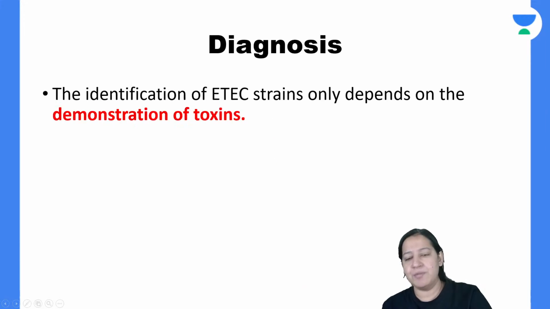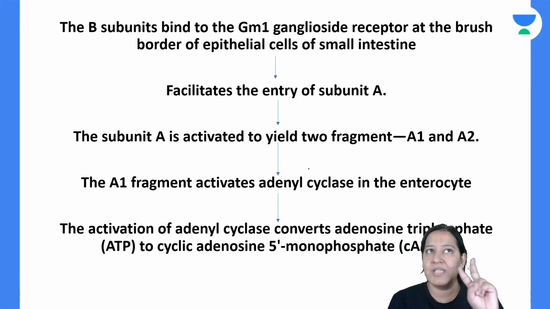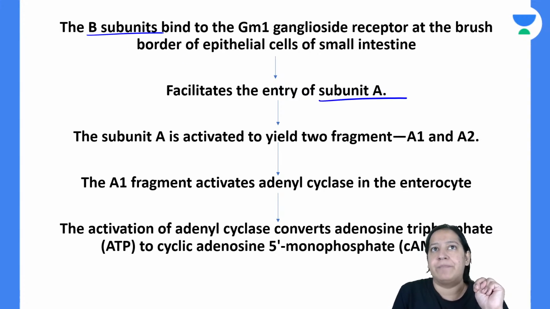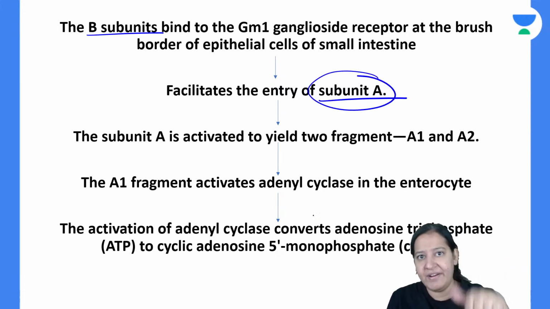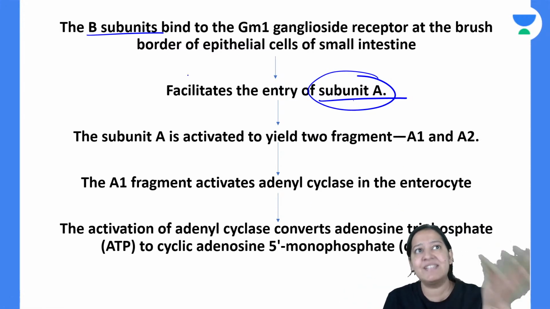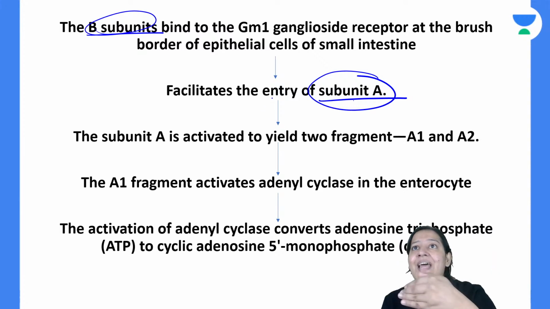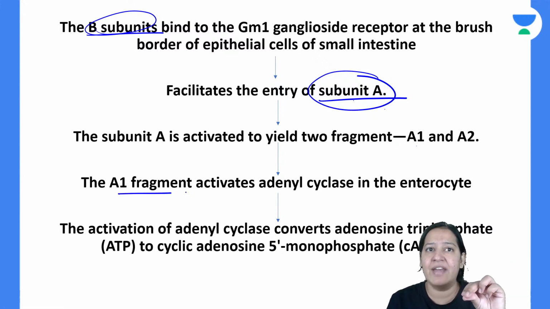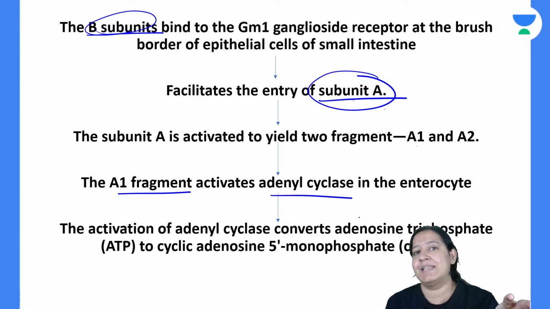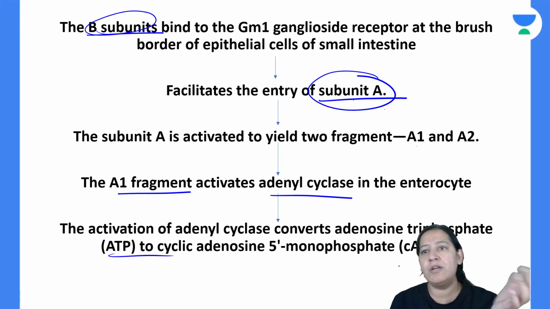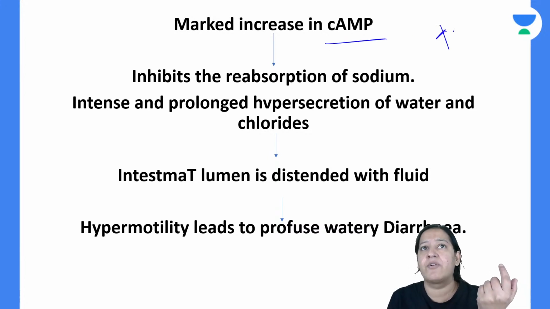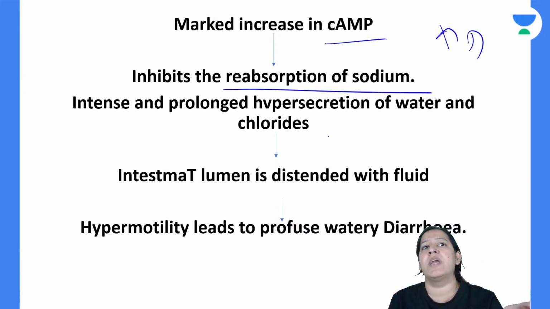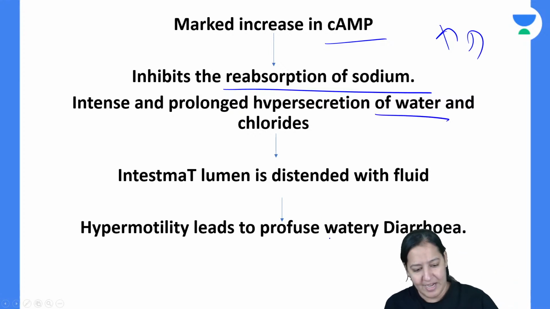Should I show you the mechanism of action of the toxin? How is the toxin causing diarrhea? Toxin has two subunits, subunit A and subunit B. Subunit A facilitates the entry of subunit B after going inside the cell. A1 binds with adenyl cyclase and it will split the ATP into cyclic AMP. This cyclic AMP will increase. This cyclic AMP causes more absorption of sodium, which will cause more absorption of water, that will cause diarrhea. Okay, let me draw the diagram for you.